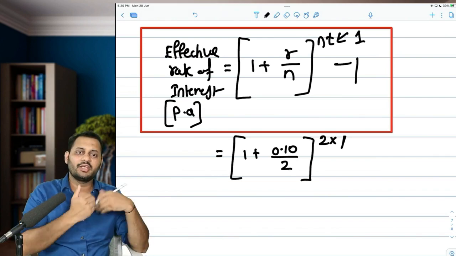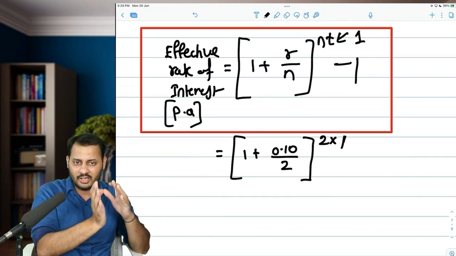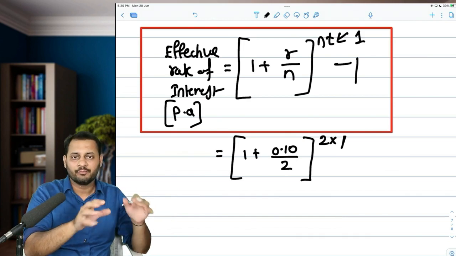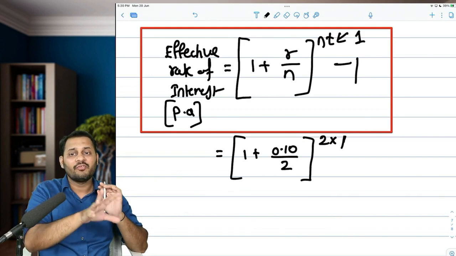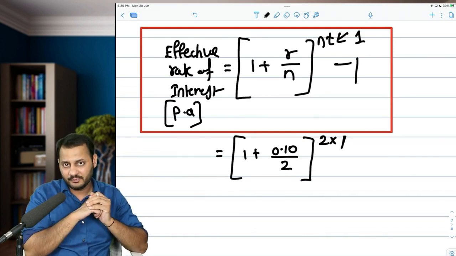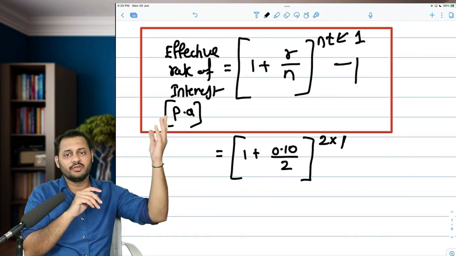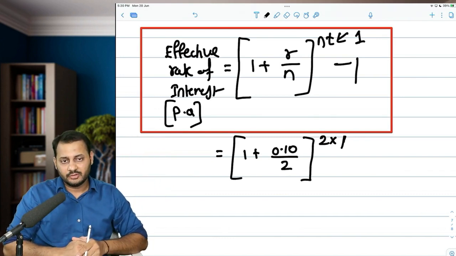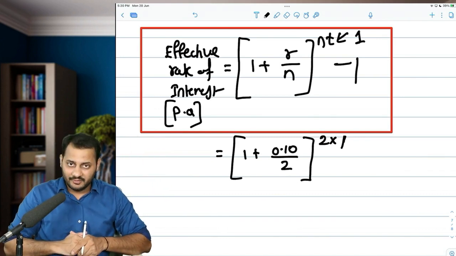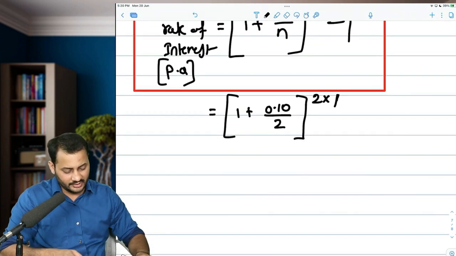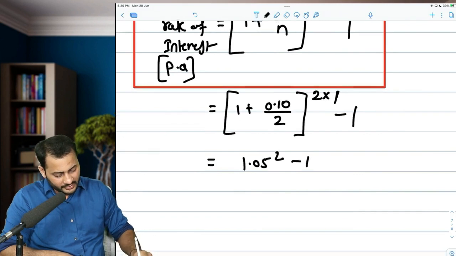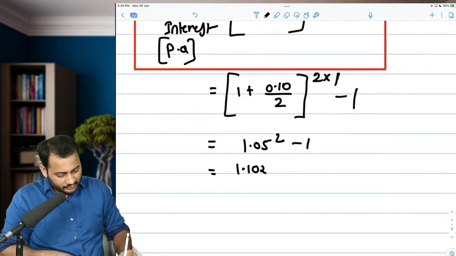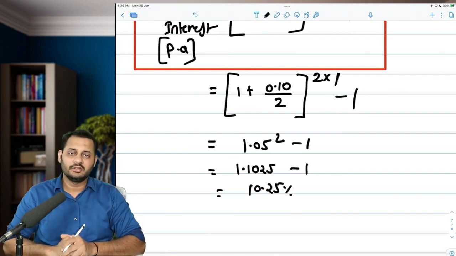So if you do not keep t in the power after n, that is also okay. If you refer to different books, you may not find t in the power after n. It is okay because it is always kept as 1. At some places you may find t, but that is just 1 at the end of the day, minus 1. So if you do it like this, 1.05 to the power 2 minus 1, it is 1.1025 minus 1. It gives you the same result, 10.25%.